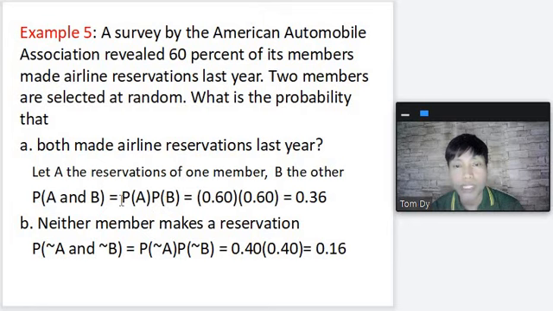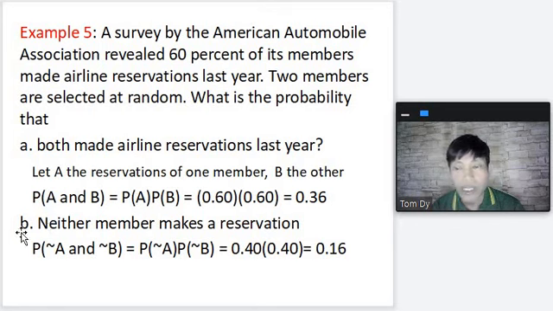That is for probability of A, since A here is two members selected at random, including A and B. So one member is A, its probability is 0.60, the other one is 0.60, which is equivalent to 0.36. That is the probability of A and probability of B. We simply multiply their probabilities.